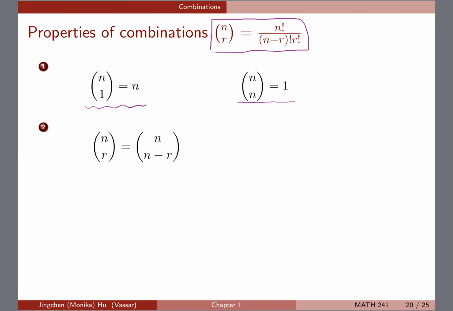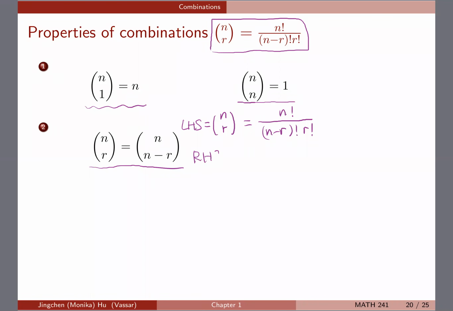Earlier we covered the example of the 2 red marbles and the 2 blue marbles, where I mentioned this property. If you're choosing r objects out of n objects in total, it is equivalent to choosing the remaining n minus r objects out of n objects. Because they're equivalent, n choose r is equal to n choose n minus r. To verify this result, we know that n choose r is n factorial over n minus r factorial, then r factorial. That's the left-hand side.